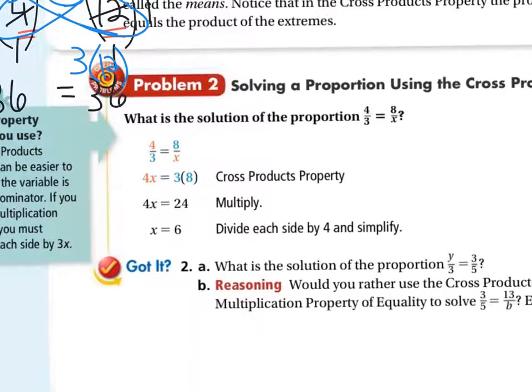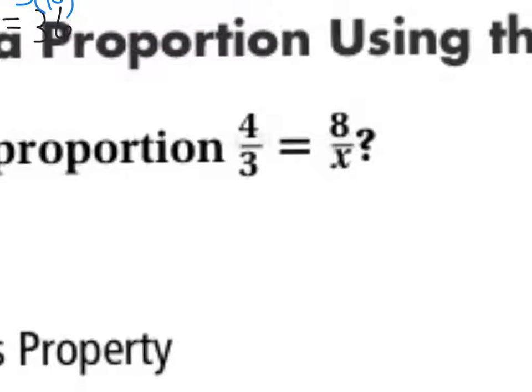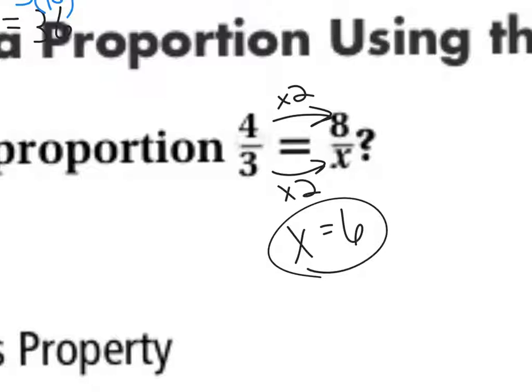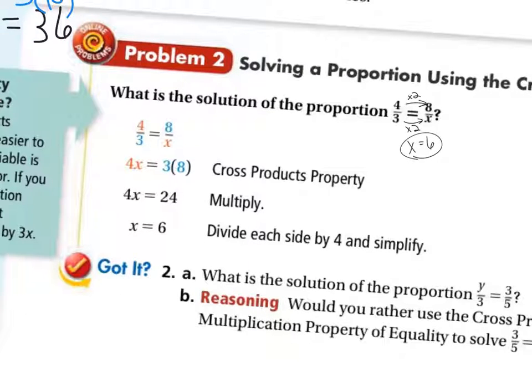So if we look at problem 2, we got 4/3 equals 8 over x. I'm not going to do cross products for this because I'm going to be done by the time they get done with their first step. Going towards the variable, the numerator is twice as much, the denominator is twice as much also. 3 times 2 is 6, and I'm done. Okay, cross products, did they get 6? Yes, they did. It's just, to me, this is an easier way than doing the cross products if I don't have to.